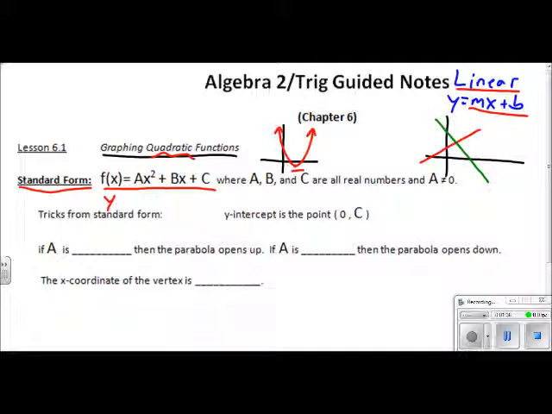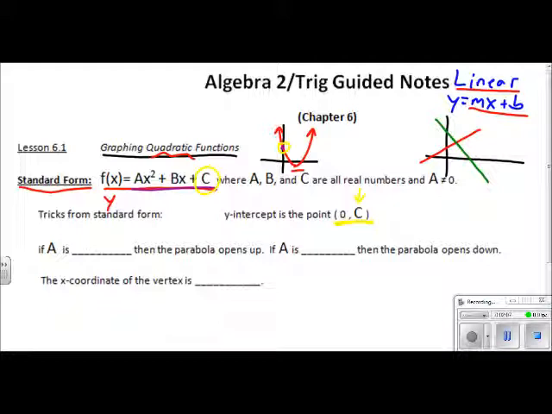So tricks to know from standard form. Anytime that we are given an equation that we can put into this form, the y-intercept, remember y-intercept is wherever it hits the y-axis. In this case, be right here. The y-intercept is going to be the point 0, c. So whatever this c is right here, that's what you would put into the y value of that coordinate, that's going to be your y-intercept.